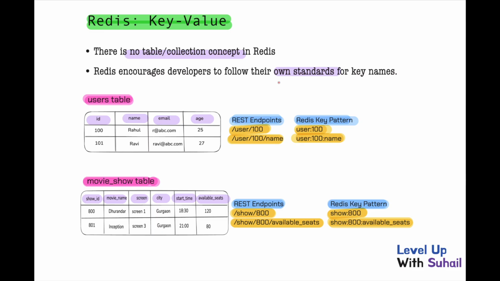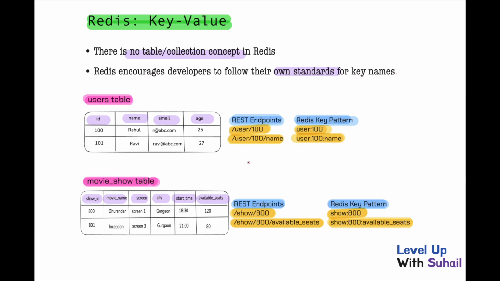So what is the normal standard which everyone follows in the organization? Let's discuss that. For example, you have a relational database with a users table. The users table has 4 columns: ID, name, email, age. And let's say there are 2 users with the ID 100 and the ID 101.